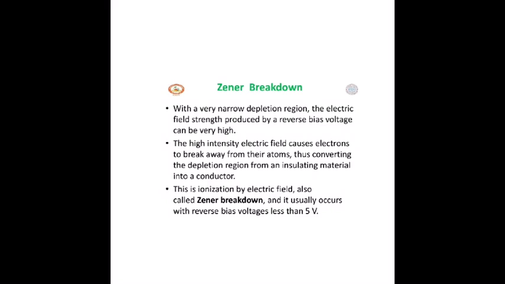With a very narrow depletion region, the electric field produced by the reverse voltage can be very high. The high intensity electric field causes electrons to break away from their atoms, converting the depletion region from an insulating material into a conductor. This is ionization by electric field, also called Zener breakdown, and it usually occurs with reverse bias voltage less than 5 volts. This is about the Zener breakdown.